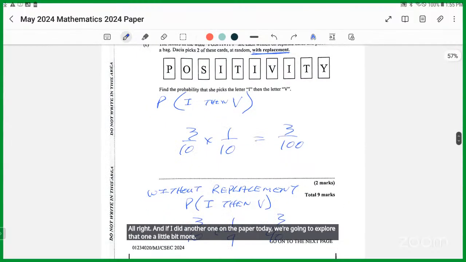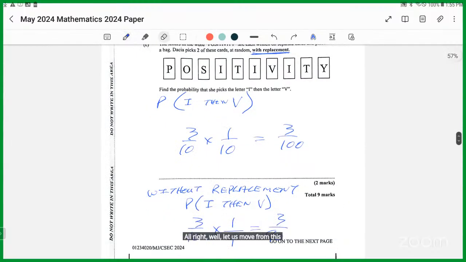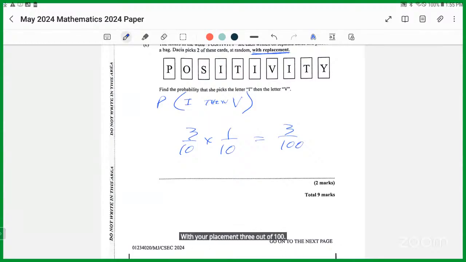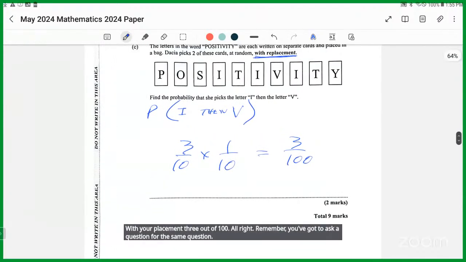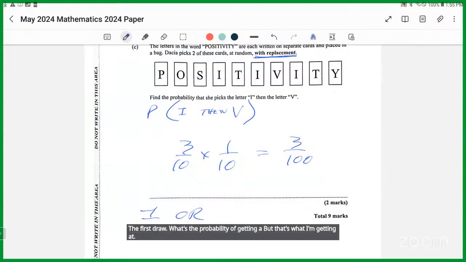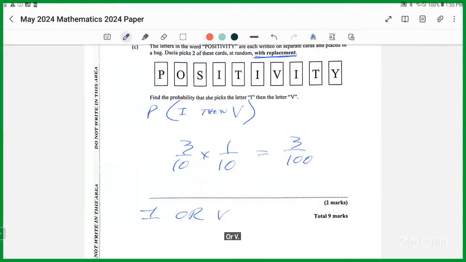All right, but let us move on from this one. So the actual answer for this one is 3 out of 100, guys, with replacement. Remember, if they ask a question for the same question, the first draw, they ask for the probability of getting an I or a V on the first draw.